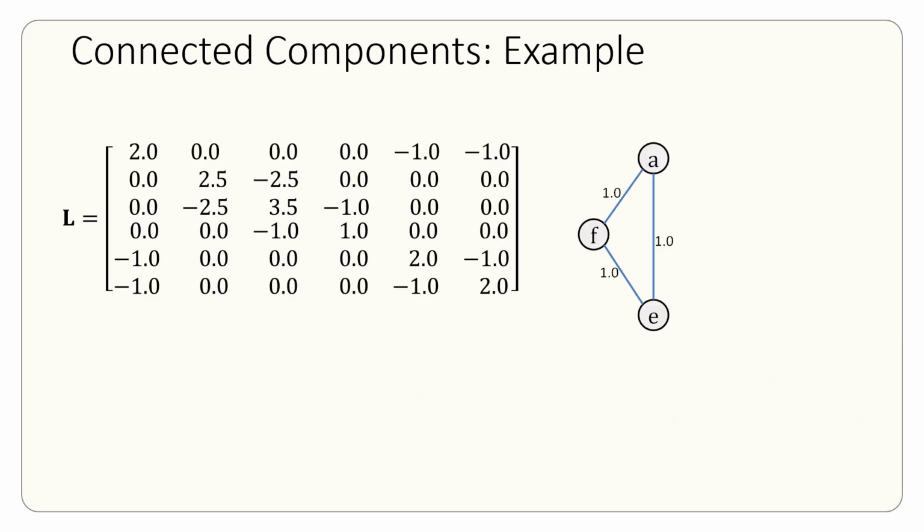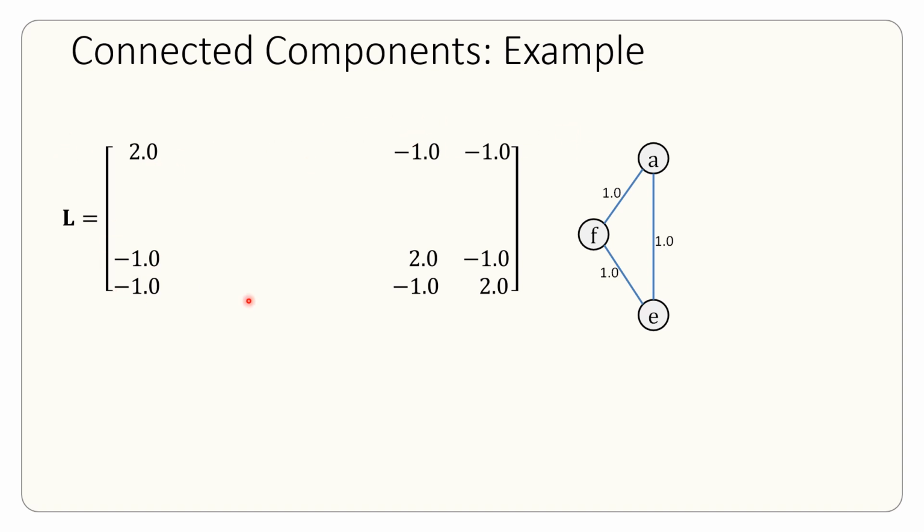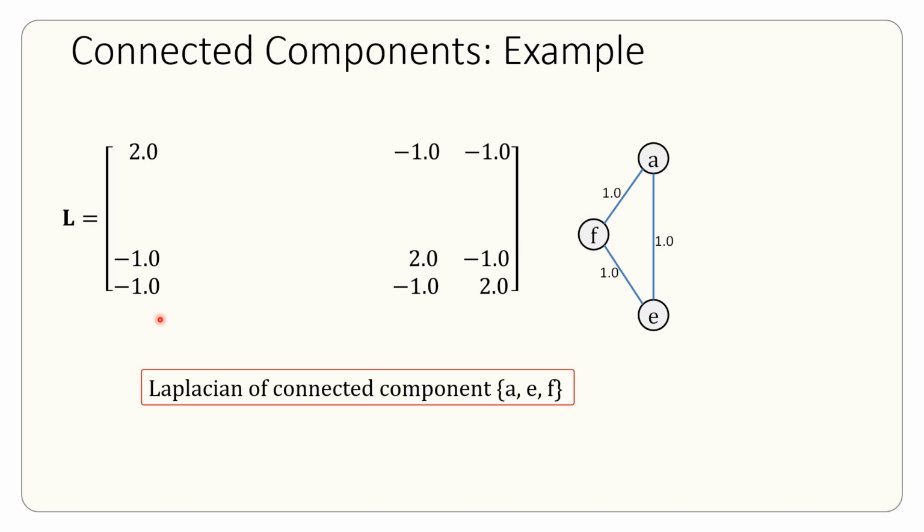Likewise, let's turn our attention to the other connected component consisting of vertices A, E, and F. So now let's look at rows and columns 1, 5, and 6, and ignore the rest. So this 3 by 3 matrix now turns out to be the Laplacian of this subgraph or connected component AEF.